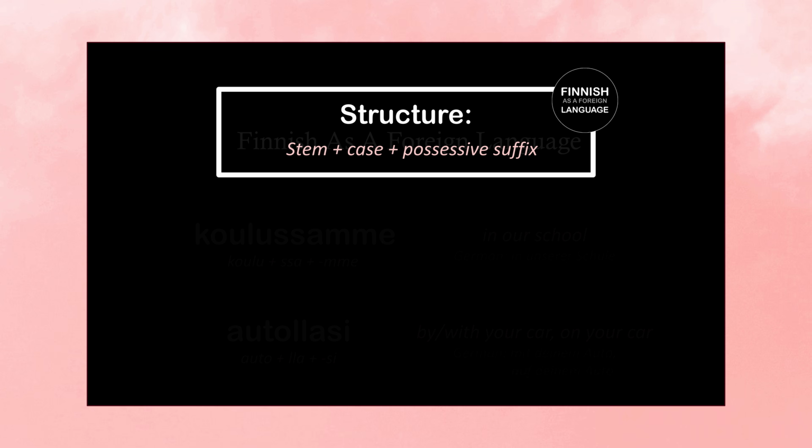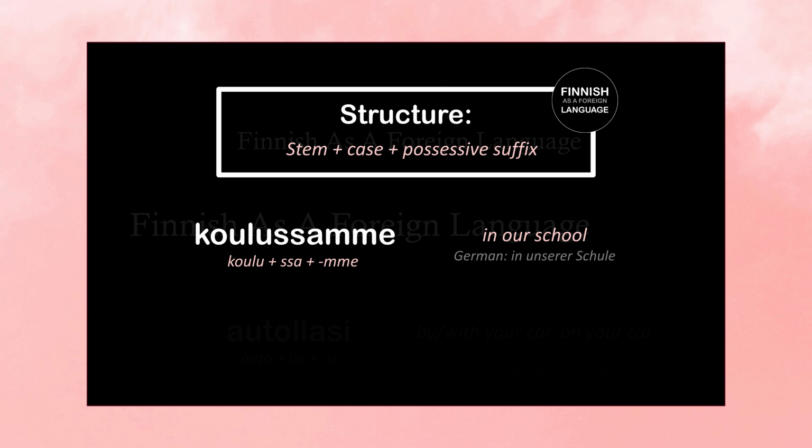Let's take a look at some examples. When we want to say in our school, then it's koulussamme. So koulu means school. Ssa is the marker of the inessive case. And mme here is our possessive suffix of the first person plural. So again, in our school is koulussamme.